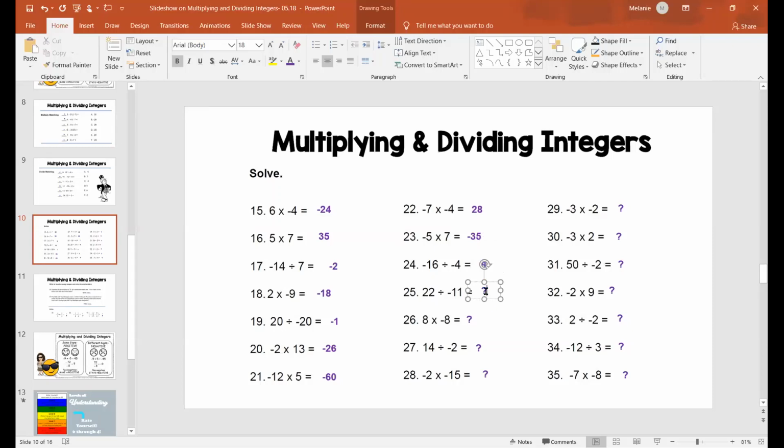Okay, and then I know 11 times 2 is 22, so this has to be 2, but then only one of them is negative, so that means that it's a negative answer.